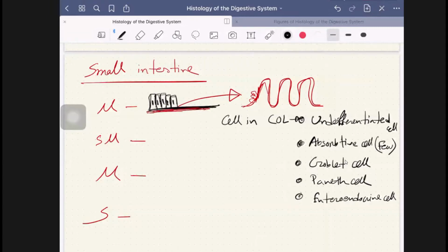Now, this is all about the mucosa. Now, submucosa. Okay. So, in the small intestine, there are three parts. First of all, the proximal part, that is called duodenum. Then the second part, that is called jejunum, and last is ileum.